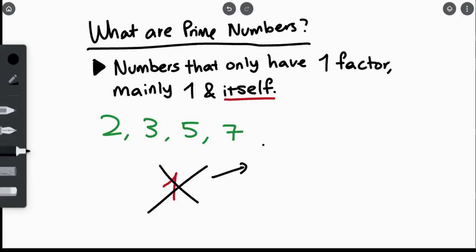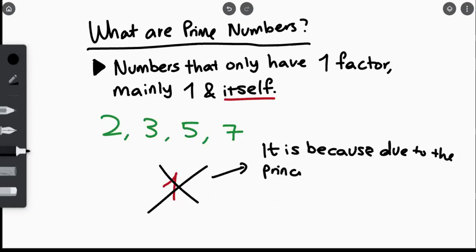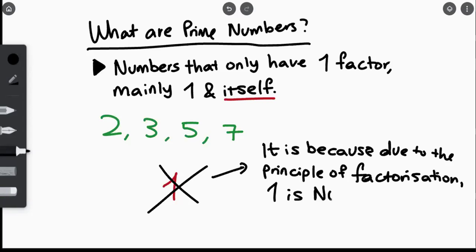You will say that due to the principle of factorization, one is not a prime number.